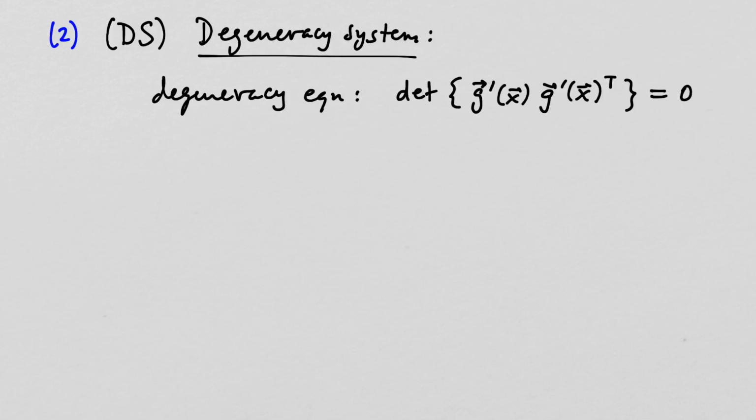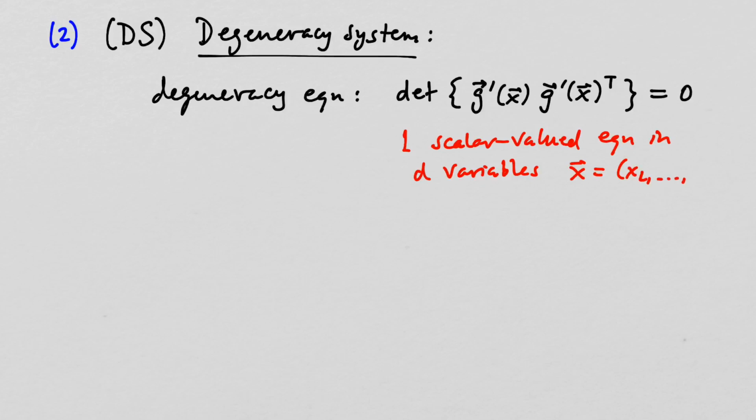But for now, just notice that this is only one scalar equation. It's one scalar valued equation in d variables. The d variables are just the coordinates of x, since that's the only vector that appears. And the reason it's one scalar valued equation is because the determinant is a scalar valued function. The determinant is just a numerical valued function. Okay. So that's the degeneracy equation, and then of course we need to put that together with the constraint equation, which is again g of x equals c.